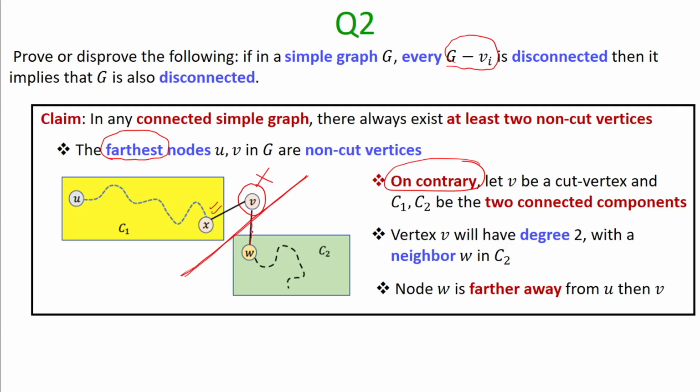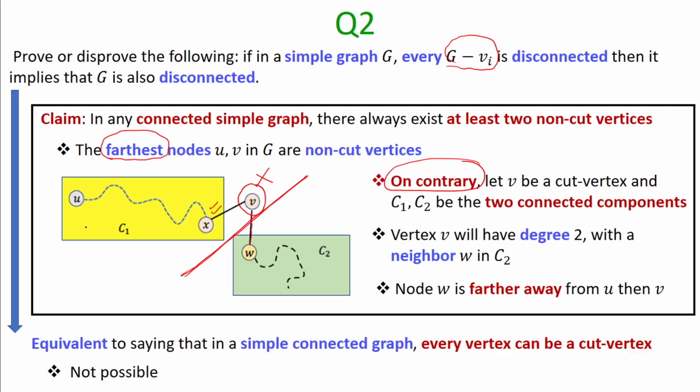the nodes u and v are the farthest nodes in your graph G, because now you can see that the distance between the nodes u and w is more than the distance between the nodes u and v. That means my nodes u, v are not the farthest nodes in the graph, but rather the nodes u and w are the farthest nodes in the graph, right? So we get a contradiction, and that proves that whatever we assumed about the vertex v is not true. So the assumption that the vertex v is a cut vertex is not true.